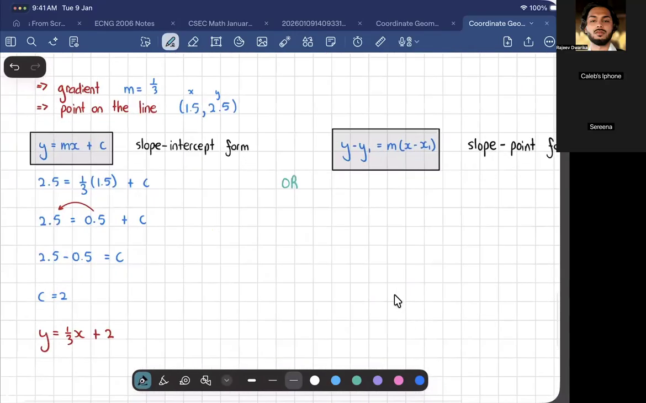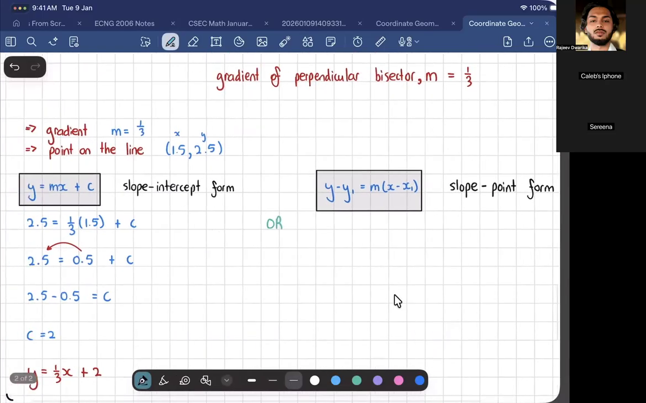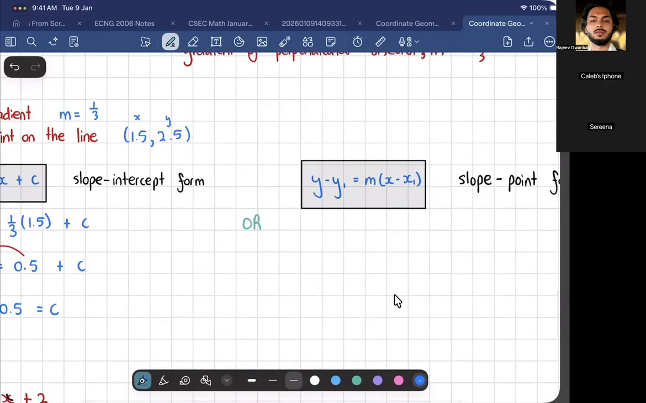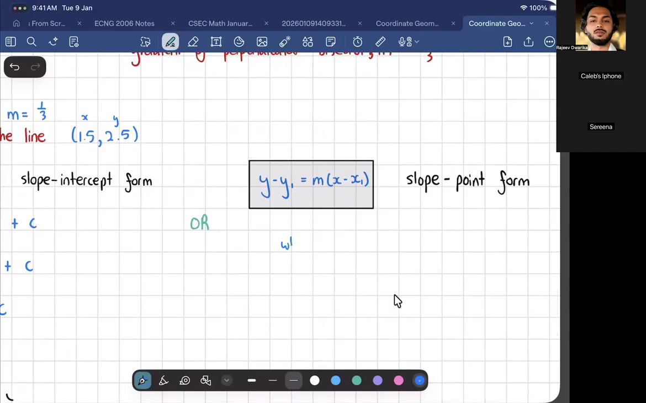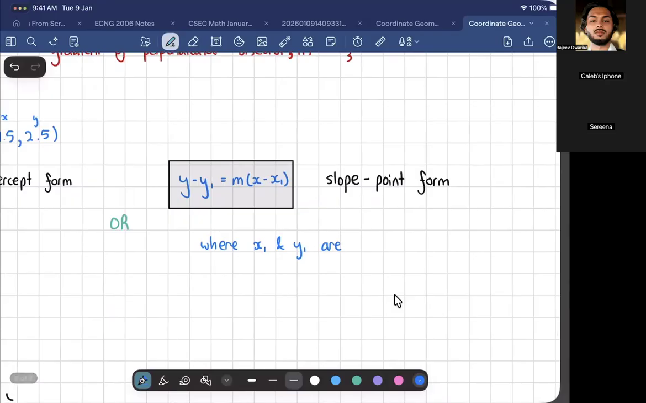So let's see how this will work out. Now, to use this, again, it's the same concept. You need to know what the gradient is, and you need to know a point on the line. So Caleb, we know the gradient is a third, and we know the point on the line is 1.5, 2.5. Right. So where x1 and y1 are the values for a point on the line.